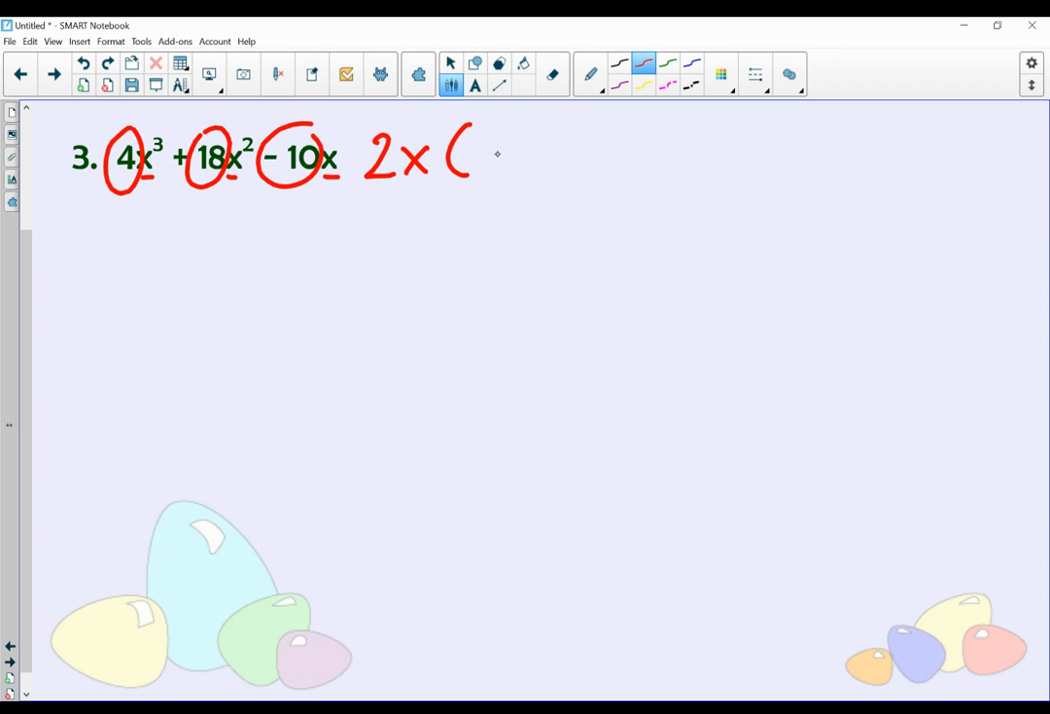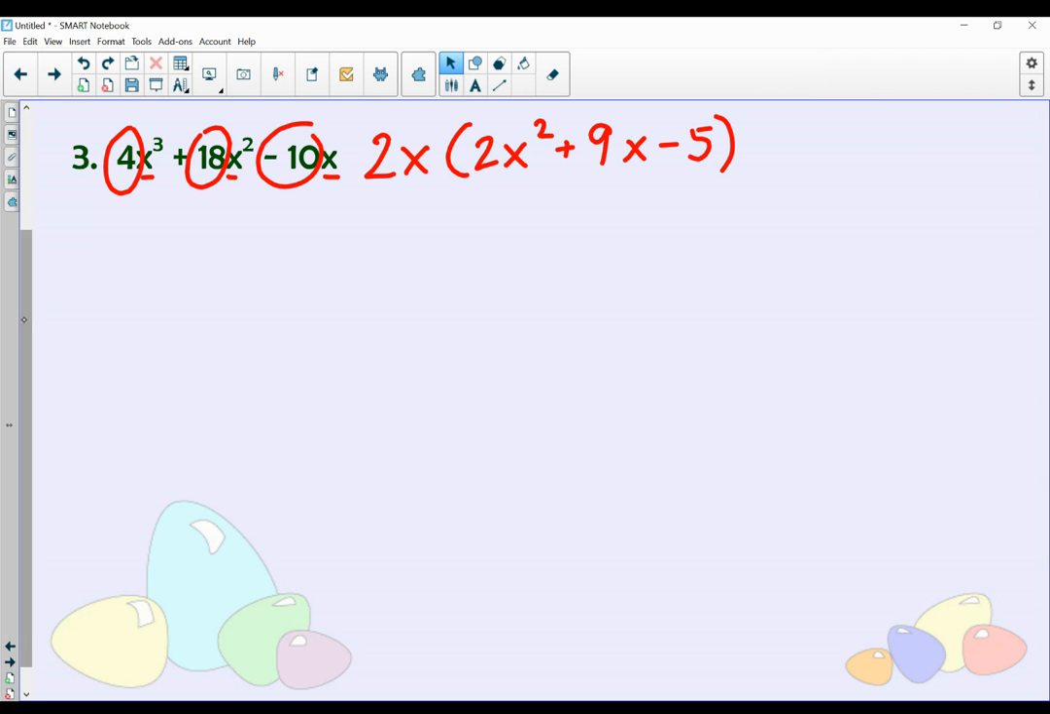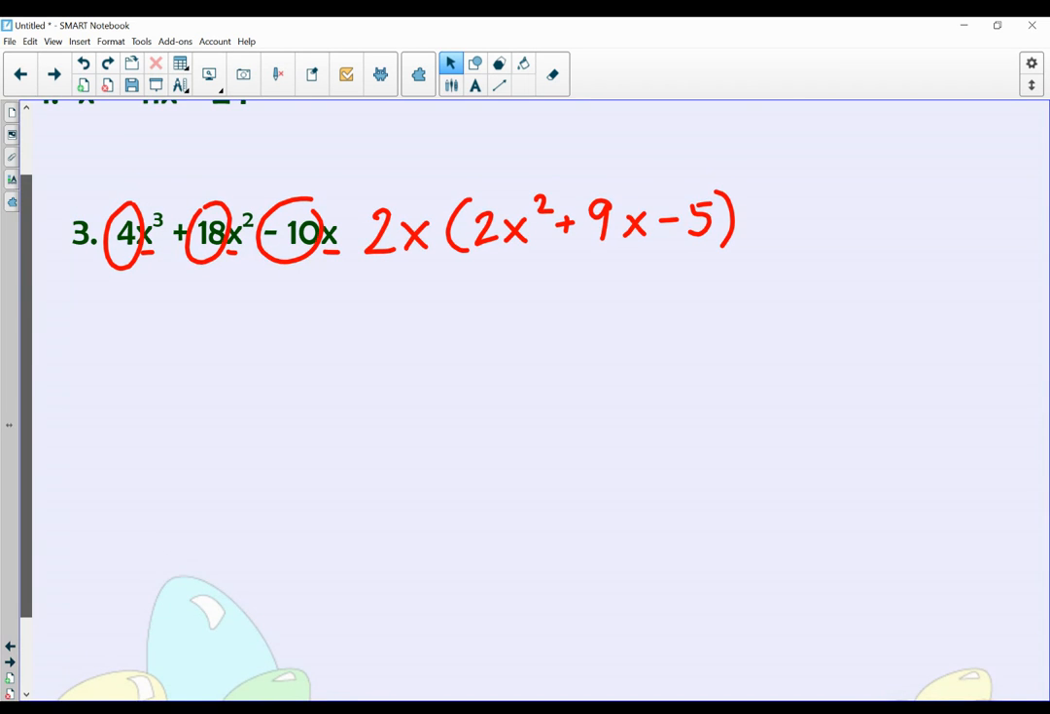And I'll be left with 2x squared plus 9x minus 5. Now I need to keep going. Now I'm going to have to factor this again. And I'm going to use factoring by grouping. Now I can use factoring by grouping.